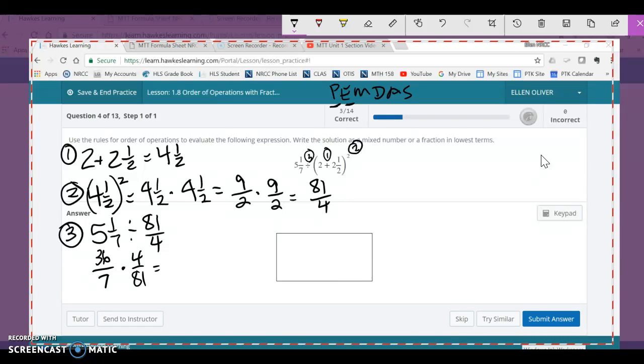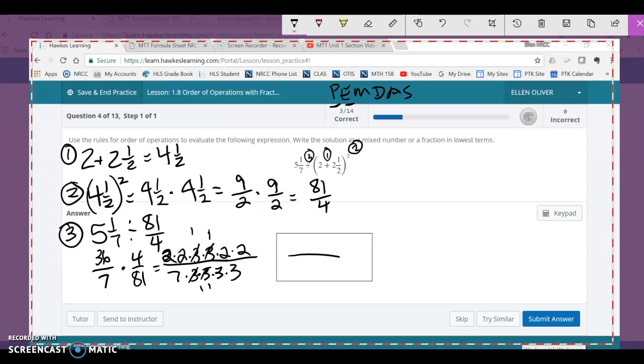36 is 2 times 18. And 18 is 2 times 9, and 9 is 3 times 3. Oops, and 4 is another 2 2s up there. 7's prime, 81 is 9 times 9, so it's 4 3s. Again, feel free to use your factor trees. I'm just going quickly here so the videos don't run out of time. So I can cancel none of the 2's, but I can cancel 2 of the 3's.